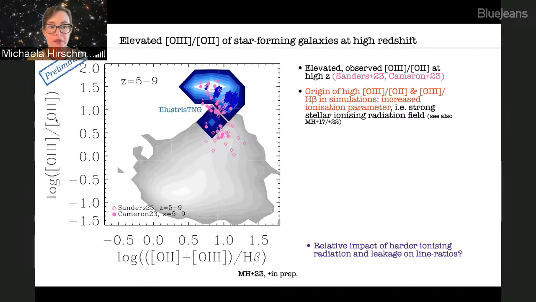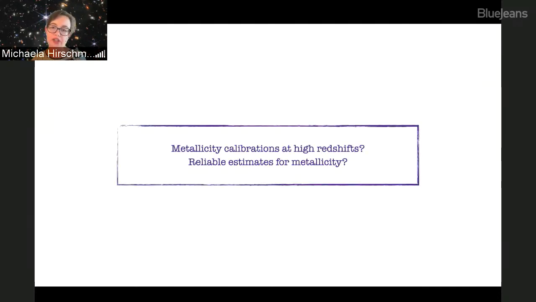But these are just first preliminary results, so we're still in the process of exploring the relative impact of a harder stellar ionizing radiation and Lyman continuum leakage on the evolution of these line ratios, basically by constructing and employing novel grids of photoionization models. But these first results from both theory and observations indicate that ionization conditions at high redshift are indeed different compared to low redshift. So the question is, what does this actually imply for classical metallicity calibrations, and how can we then robustly estimate metallicities from high redshift spectra?